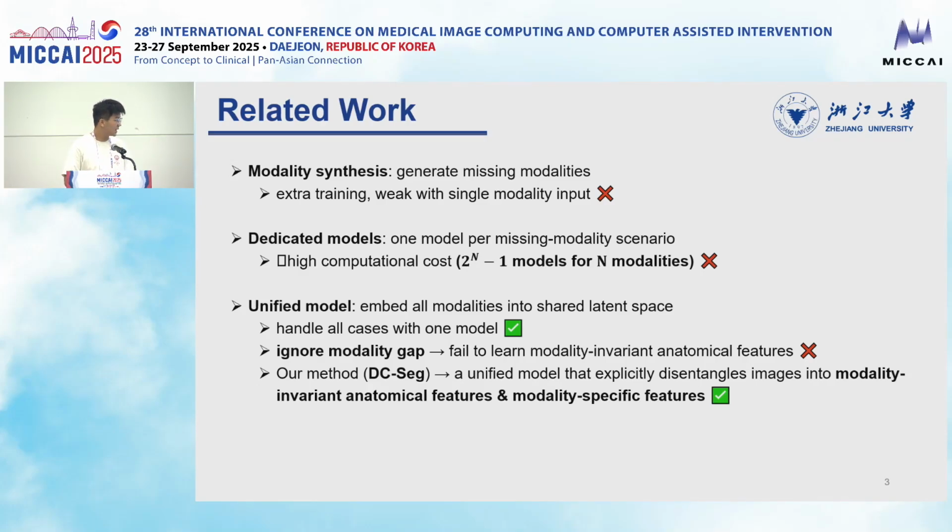Our method, DC-Seg, belongs to the last one, the unified model. However, existing unified models often ignore the modality gap, which fails to learn modality-invariant anatomical features across different modalities. As a result, their performance drops significantly in missing modality scenarios. To address this, we propose DC-Seg, which explicitly disentangles modality-invariant anatomical features and modality-specific features.